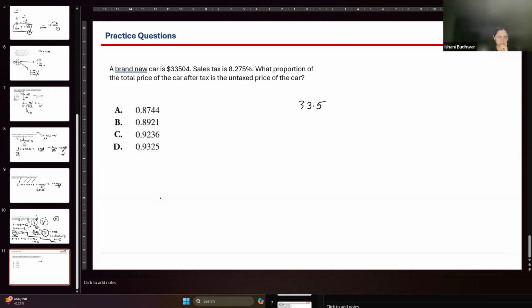I'll work in thousands because anyway, what is the question? A proportion. So if it's a proportion, it doesn't matter if I'm working with a large number or a smaller number. So I've first of all reduced this. We saved some time. What proportion of the total price of the car after tax is the untaxed price of the car? So what is the base? Is it total price or is it untaxed price?